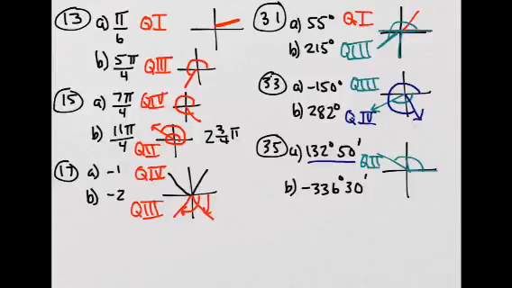Okay, and -336 30 minutes. That's 30 minutes is half a degree. So -336.5 degrees. So this would be -180, -270. So -336 is somewhere around here. And so that's in quadrant 1.